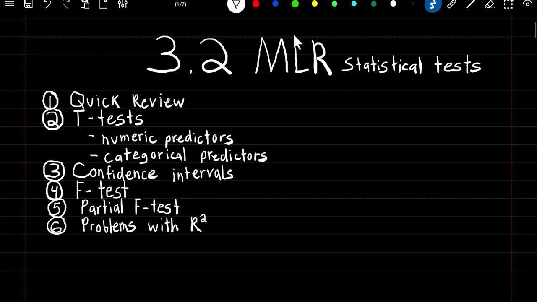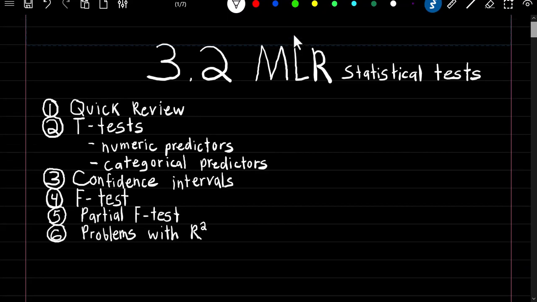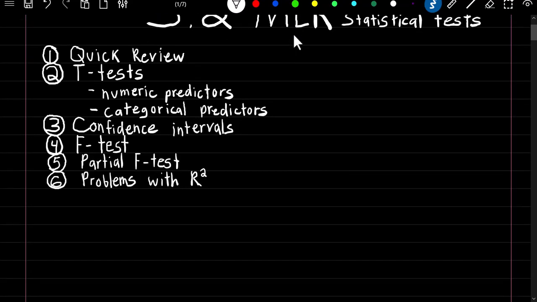What's going on, guys? In this video we're going to be covering the statistical tests of multiple linear regression. So we're going to do a quick review of why we can even use these statistical tests. Then we're going to do some t-tests, confidence intervals. We're going to learn what an F-test is, what a partial F-test is, and then we're going to learn the problems of using R-squared with multiple linear regression.